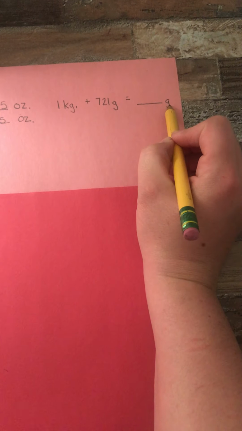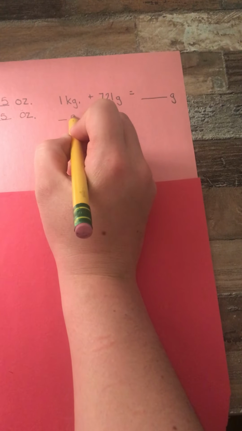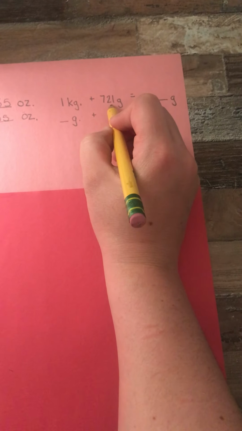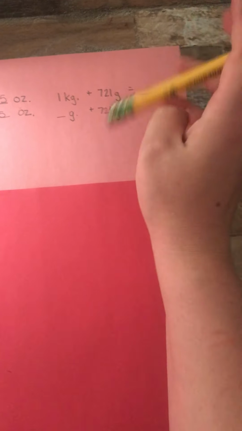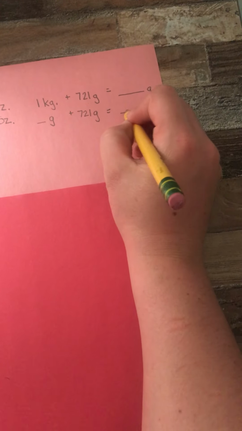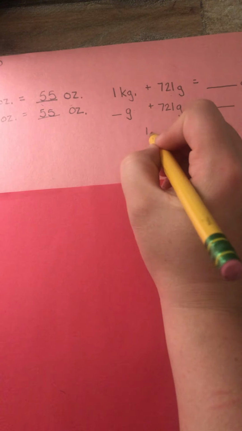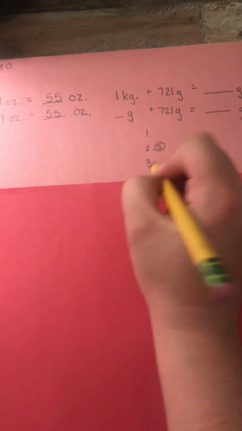They want the answer in grams, so we need to change everything to grams. So this is not grams. Put that there. Plus, this is grams, it stays the same, 721 grams. Equals blank grams. Okay, and we set up our 3 steps. 1, 2 with our secret number, 3.